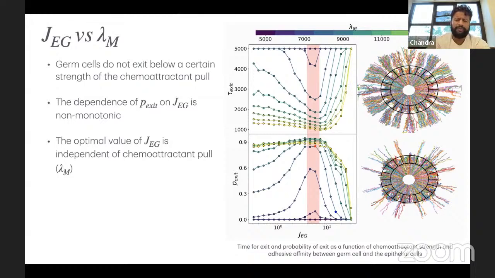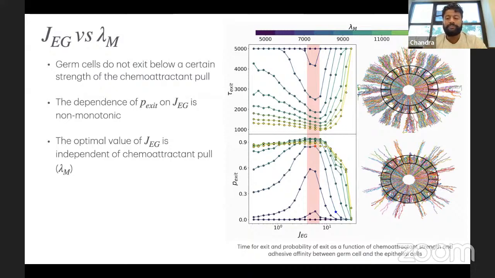So we were curious: the optimal value of the additive affinity between the germ cell and epithelial cell is independent of the strength, so what is it dependent on? We suspected that what determines it is the relative strength of the epithelial cell affinity and the epithelial to germ cell affinity. In this simulation, we kept the epithelial affinity the same when we varied the other two parameters, so maybe this is why the optimal value doesn't depend on other things.